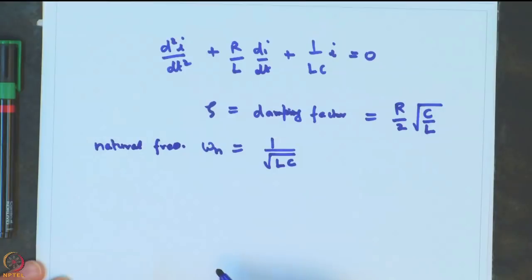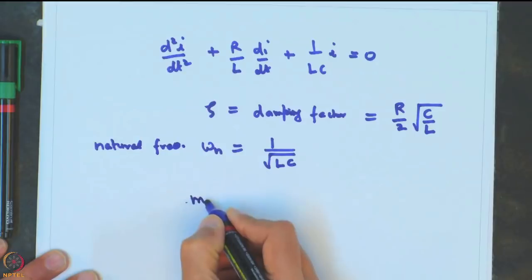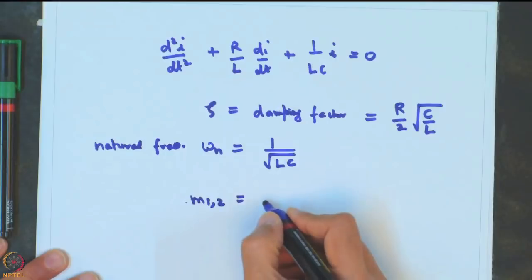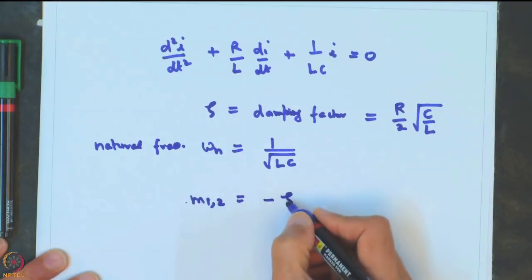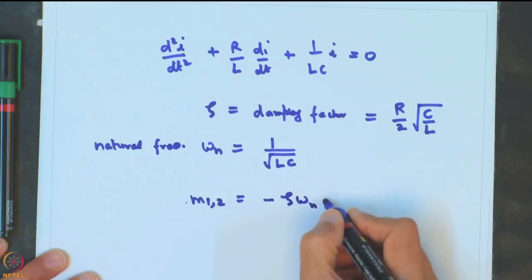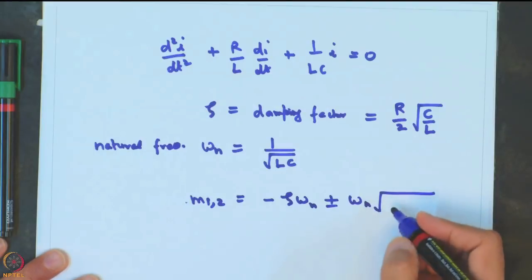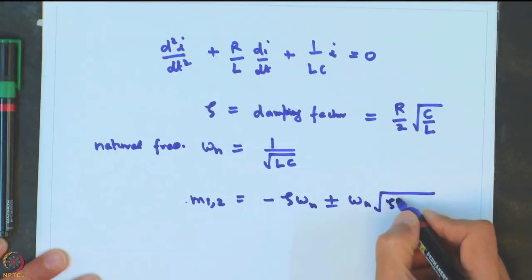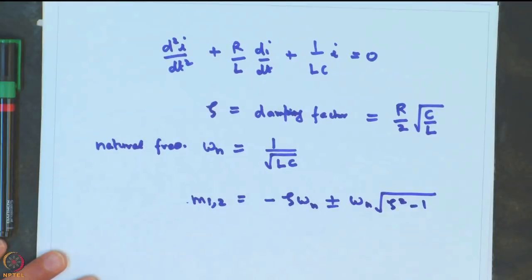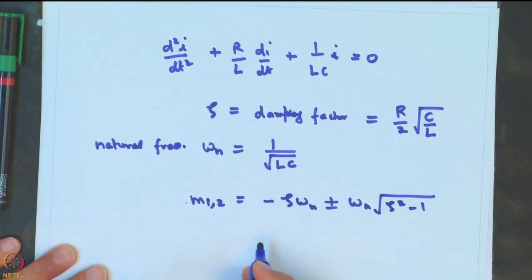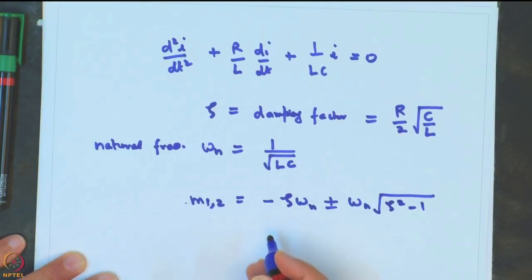So if we use these parameters that we have specially introduced, we can actually get the roots m1 and m2. There are two roots: minus zeta omega n plus or minus omega n square root of zeta squared minus 1. And of course, we can also write the roots by using the original expressions without making any substitutions, which I will write subsequently.